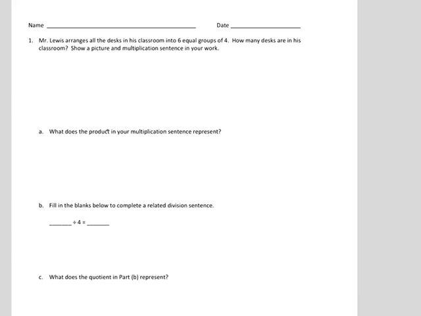Mr. Lewis arranges all the desks in his classroom into 6 equal groups of 4. How many desks are in his classroom? Show a picture and multiplication sentence in your work.